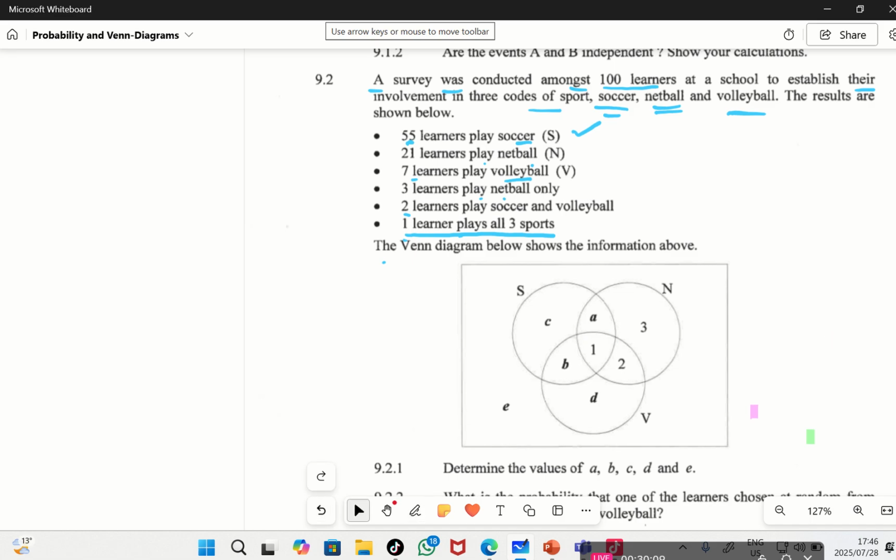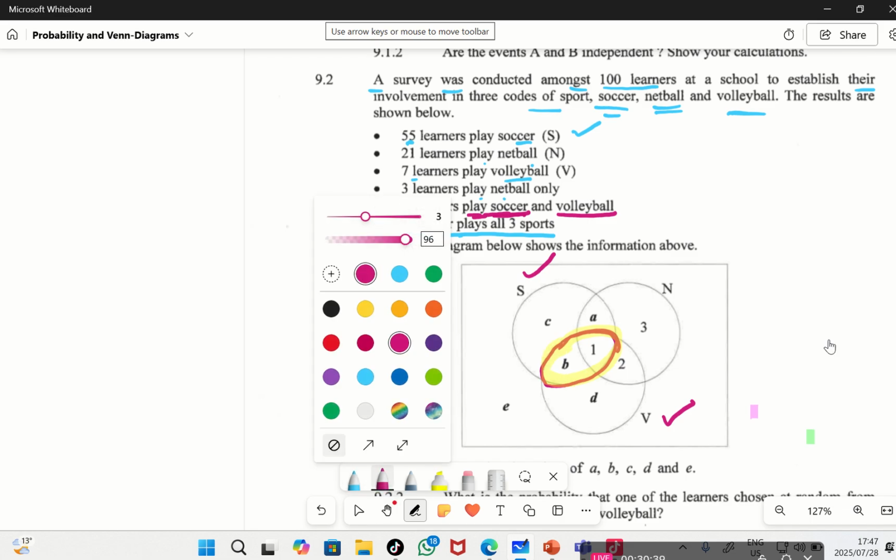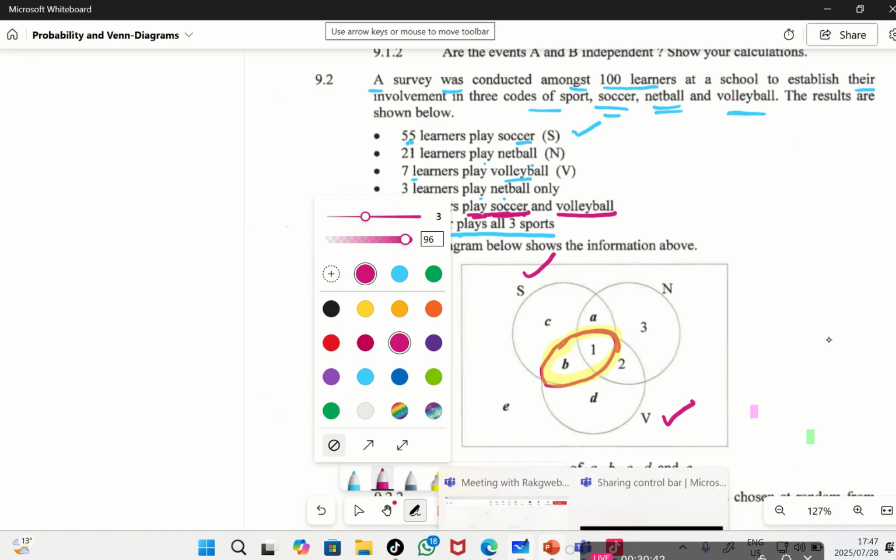It also says, let's look for this intersection here. The intersection is the number of learners who play both soccer and volleyball. Let's see if we've got a statement with soccer and volleyball. Yes, here it is: 2 learners play soccer and volleyball. So that means this must be 2. Do you guys agree with me that this must be 2?